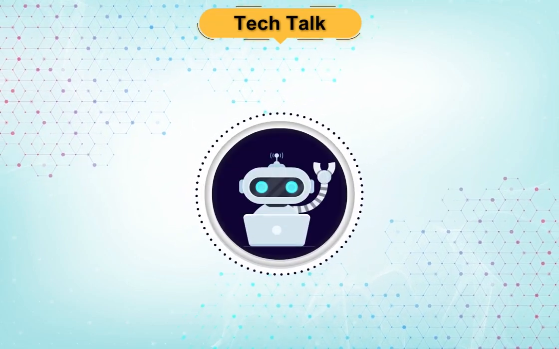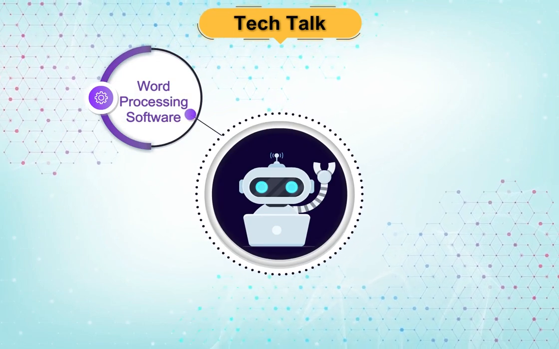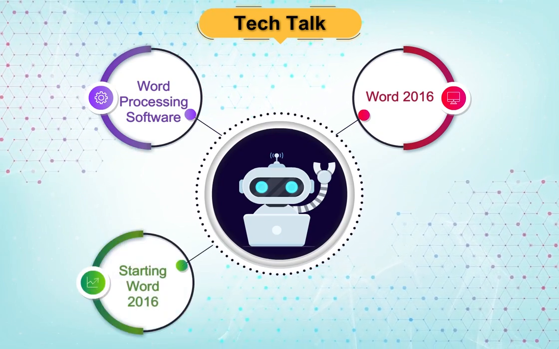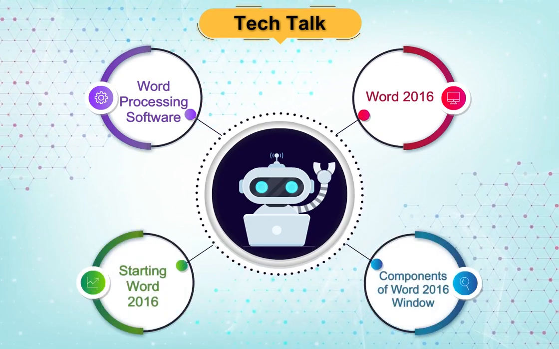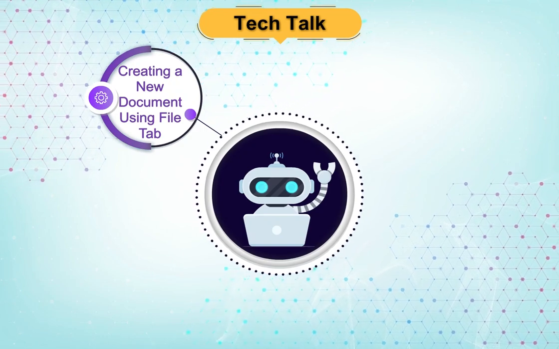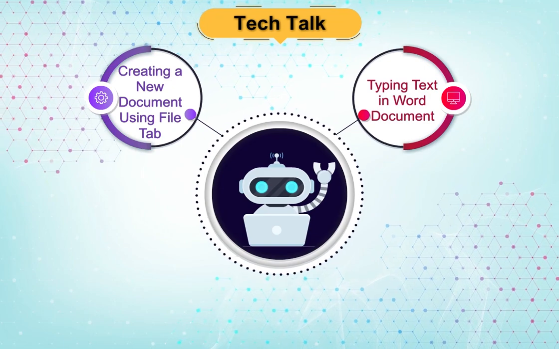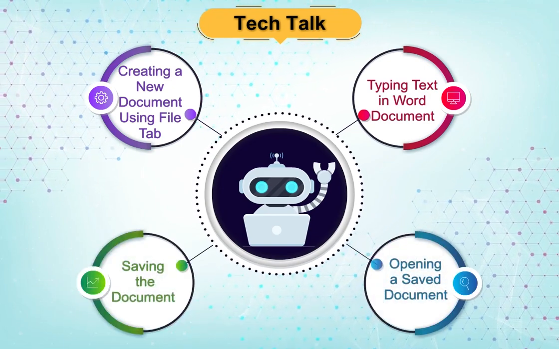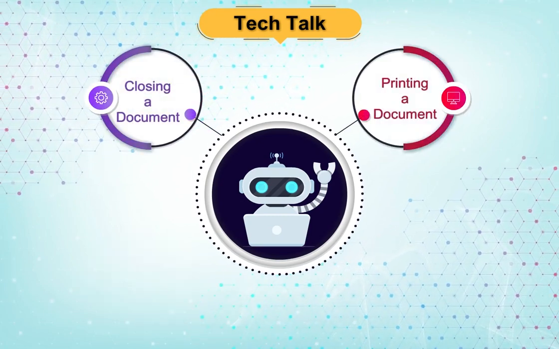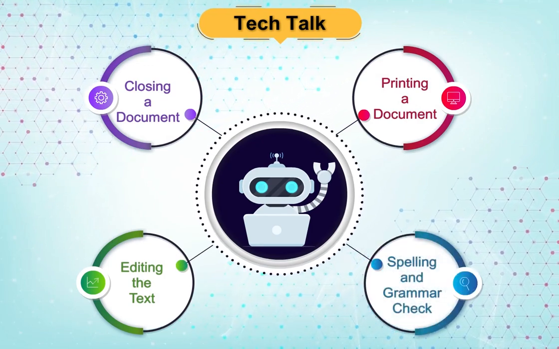Tech Talk. In this chapter, we will learn about word processing software, Word 2016, starting Word 2016, components of Word 2016 window, creating a new document using File tab, typing text in Word document, saving the document, opening a saved document, closing a document, printing a document, editing the text, spelling and grammar check.